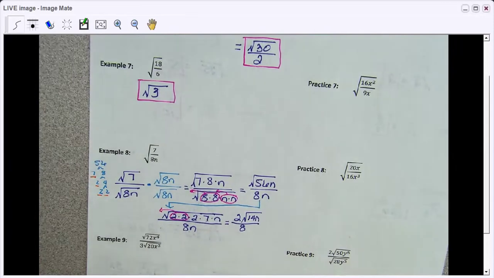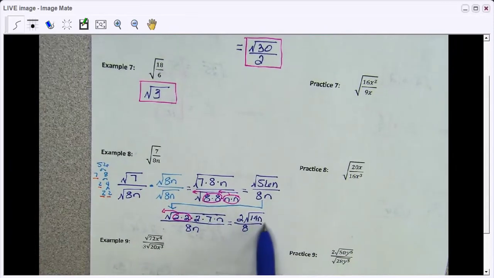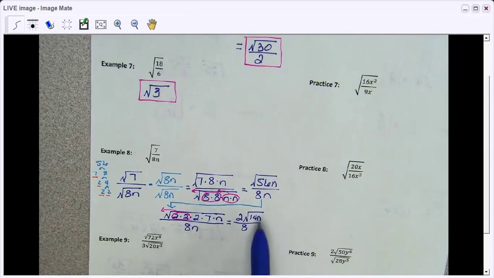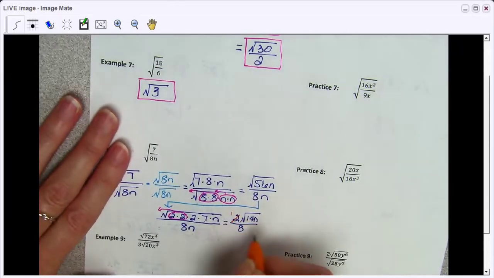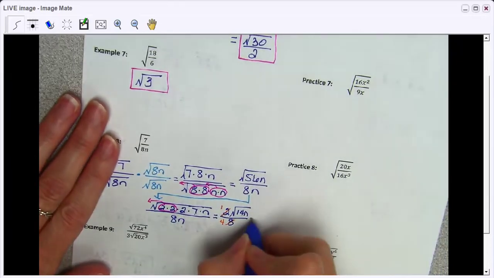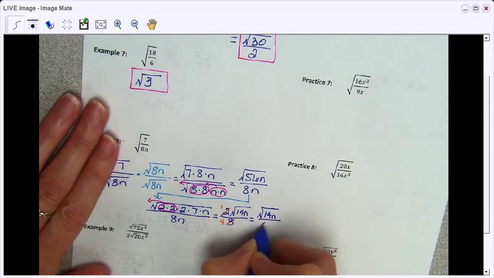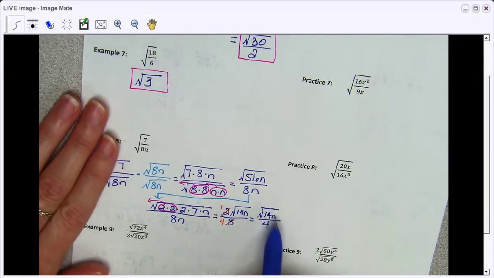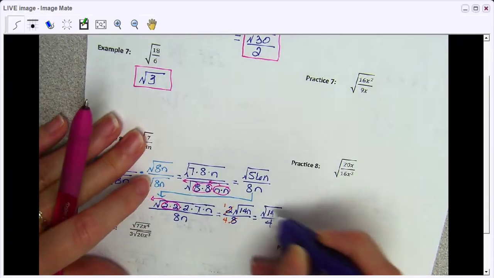There's one more thing that we could do, though, and that is we can reduce the 2 whole numbers on the outside. We cannot reduce what's in the radicand. The only time we can reduce is if they were both under the radicand, but they're not. So we can reduce 2 and 8. 2 divided by 2 is 1, and 8 divided by 2 is 4. So our final answer here is the square root of 14n over 4. Again, we can't reduce these because they're not both under a radical. And I'm going to make this look just a little bit better here.